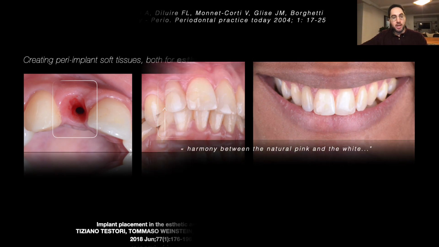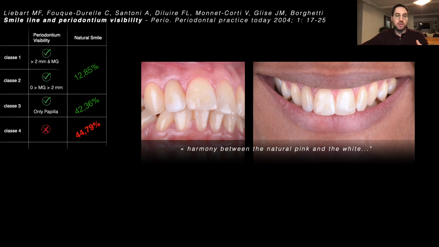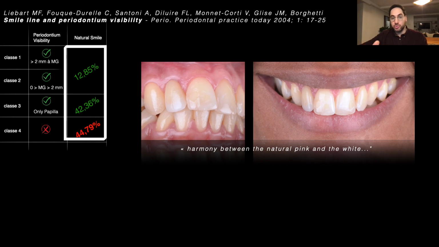Achieving harmony between the pink and white is even more crucial when the periodontium is visible in a patient's smile. I often hear colleagues say, "Oh, my patients don't show their gums when they smile," but what is the reality of periodontal exposure? This study answered this question by showing that during a natural smile, approximately 55% of patients expose their periodontium, meaning that nearly 45% do not.